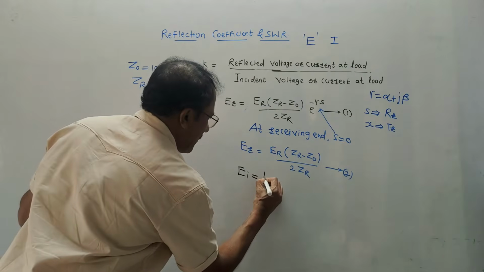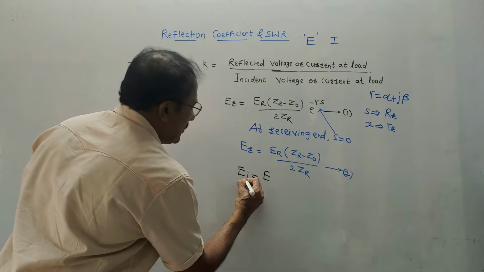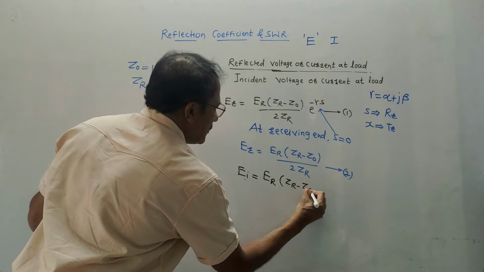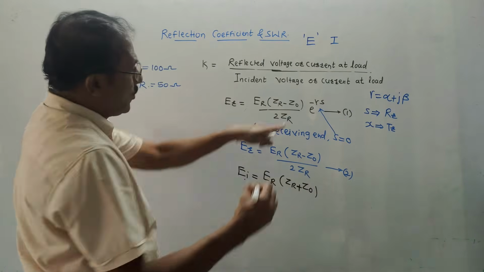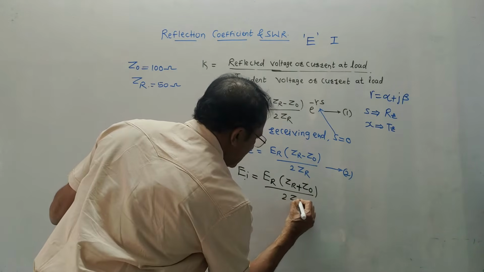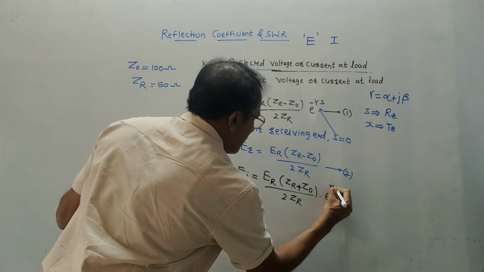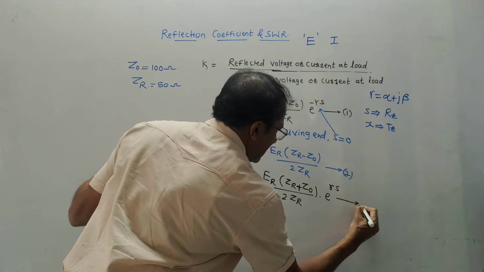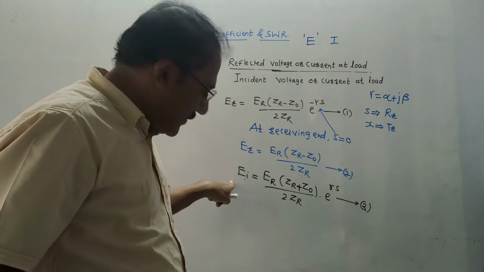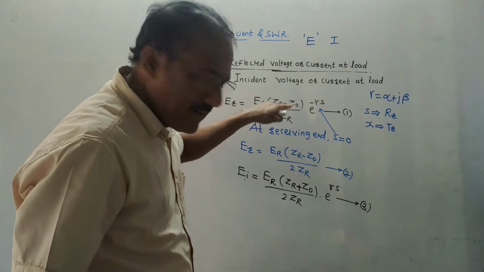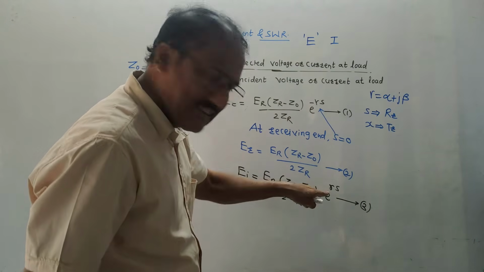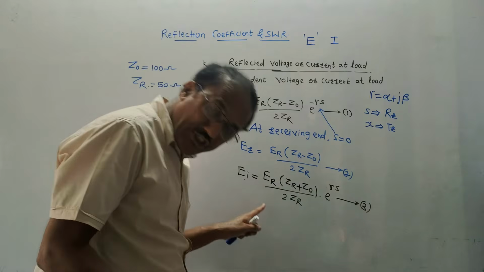So the simple equation of EI, that is incident voltage, is ER (ZR minus Z0) becomes (ZR plus Z0) upon 2ZR into e raised to plus gamma s. Originally there is a minus sign, so it becomes plus. What I said, simple trick: if you know the equation of reflected voltage, to calculate the equation of incident voltage, just change the minus sign into a plus sign. That's it. So this is the equation of incident voltage.